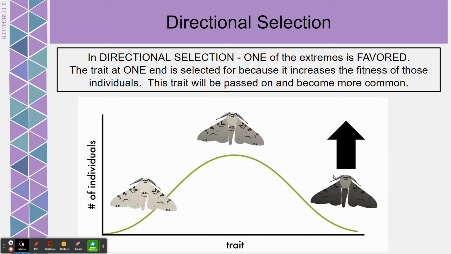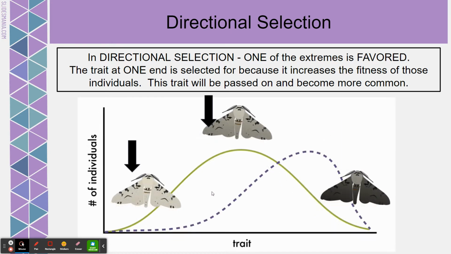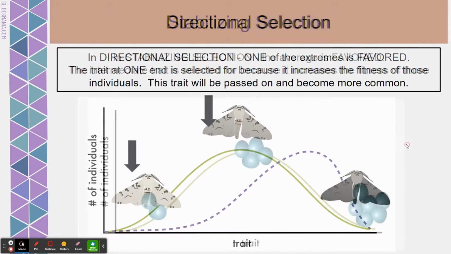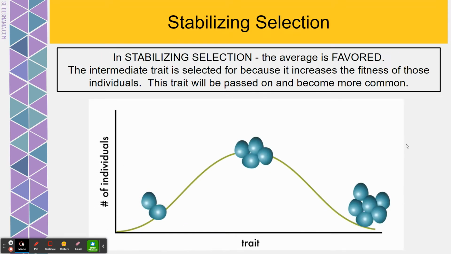So that trait makes that organism able to survive and reproduce, which means they're going to pass on their trait and that trait is going to become more common. Whereas the other two are going to start to decline because they're not as good or as fit for their environment. So what happens in directional selection, when one extreme is favored, we have a shifting in the graph in one direction.